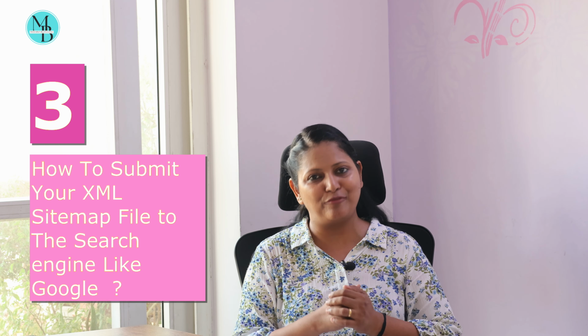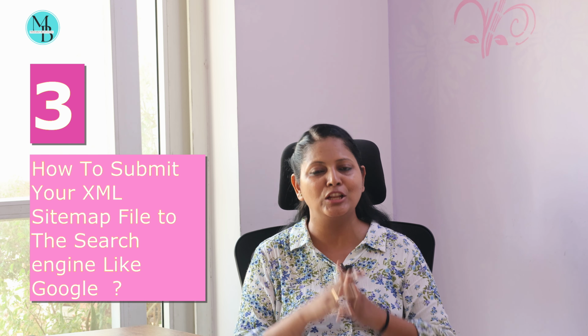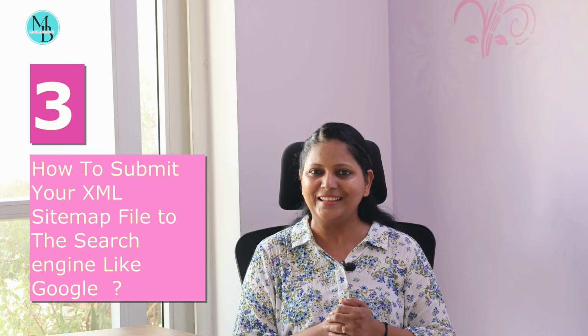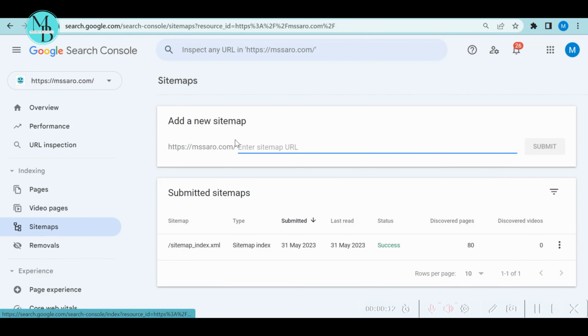Now the third and final step is how to submit your website XML sitemap file to search engines like Google. Let's see it. Go to your Google Search Console account. At the left side you will find sitemap. Click here, and here it's written add a new sitemap.